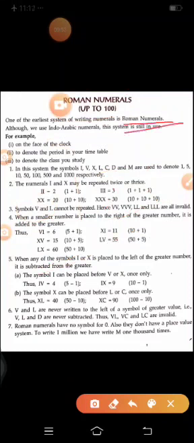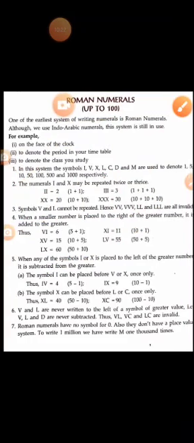So here we can see that in this system, the symbols I, V, X, L, C, D, M are used. I is for 1, V is for 5, X for 10, L for 50, C for 100, D for 500, M for 1000. Okay. So now we will check another rule.